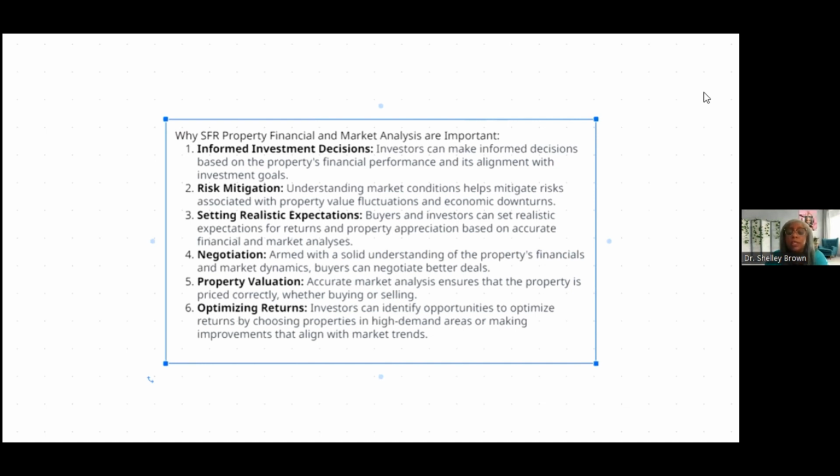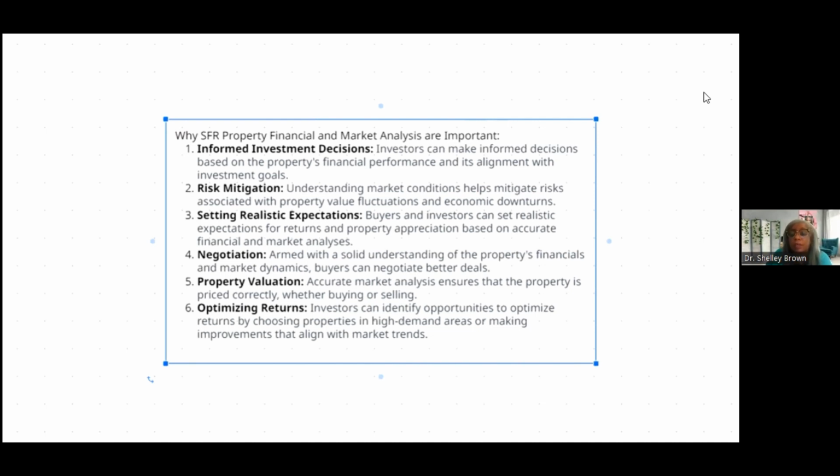So if you're in a buyer's market, then that means that more than likely some of those houses are staying on the market longer than the seller wants them to. So a lot of times they will negotiate a better deal just to get it sold. Property valuation. Accurate market analysis ensures that the property is priced correctly whether buying or selling. So this is where the appraisal comes in, and we're going to have a whole other video on this.